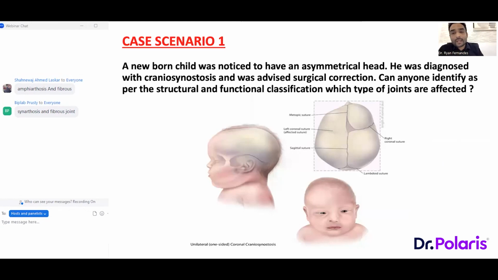Yes, ma'am. Hi. Who is this? Yes, ma'am. Can you tell me how do I pronounce your name? Biplav Prushti. Okay, hi, Biplav. How are you? Fine, ma'am. Where are you from? Odisha. Odisha. Okay, very good, Biplab. You got the answer right.